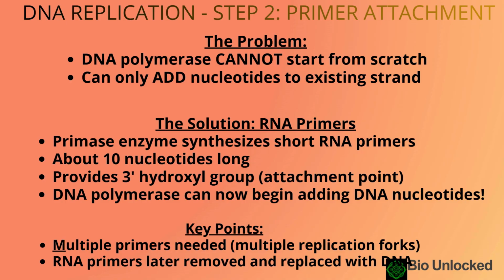Now, here's the problem. DNA polymerase cannot start from scratch. It can only add nucleotides to existing strands. The solution for this is RNA primers, like I mentioned in the last one. Primase enzymes synthesize short RNA primers, about 10 nucleotides long, which provide a 3' hydroxyl group attachment point. After that, DNA polymerase can begin adding DNA nucleotides. It's because polymerase can't start from scratch when there's absolutely nothing. That's when the RNA primer comes in, attaches the base, and this allows the DNA polymerase to continue adding DNA nucleotides.